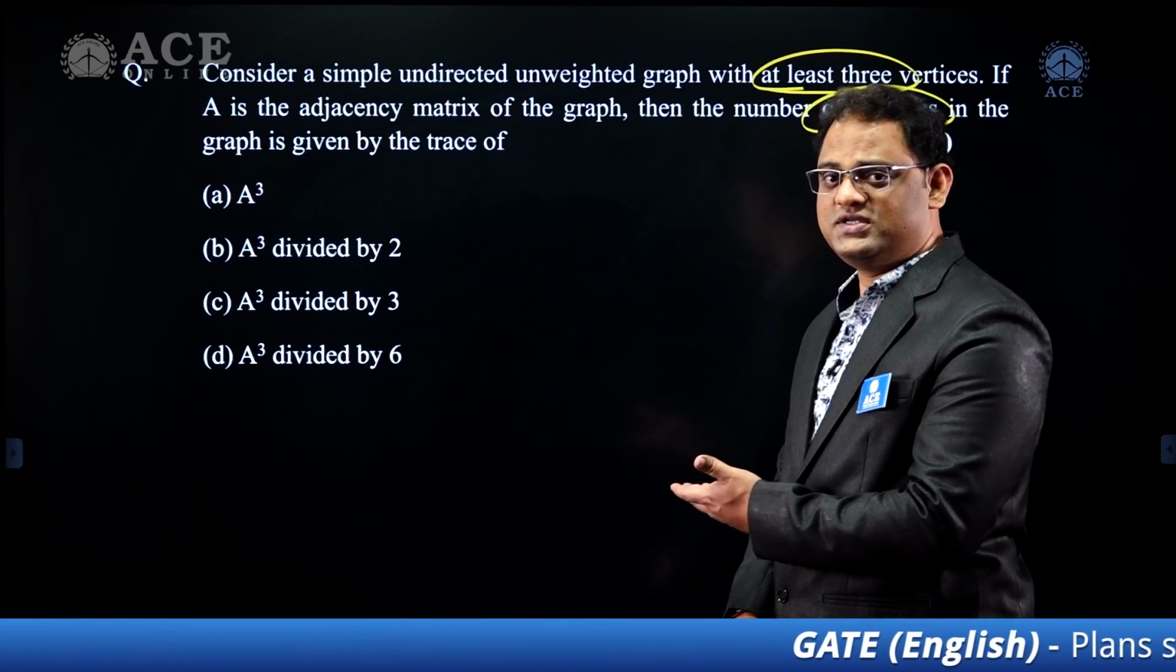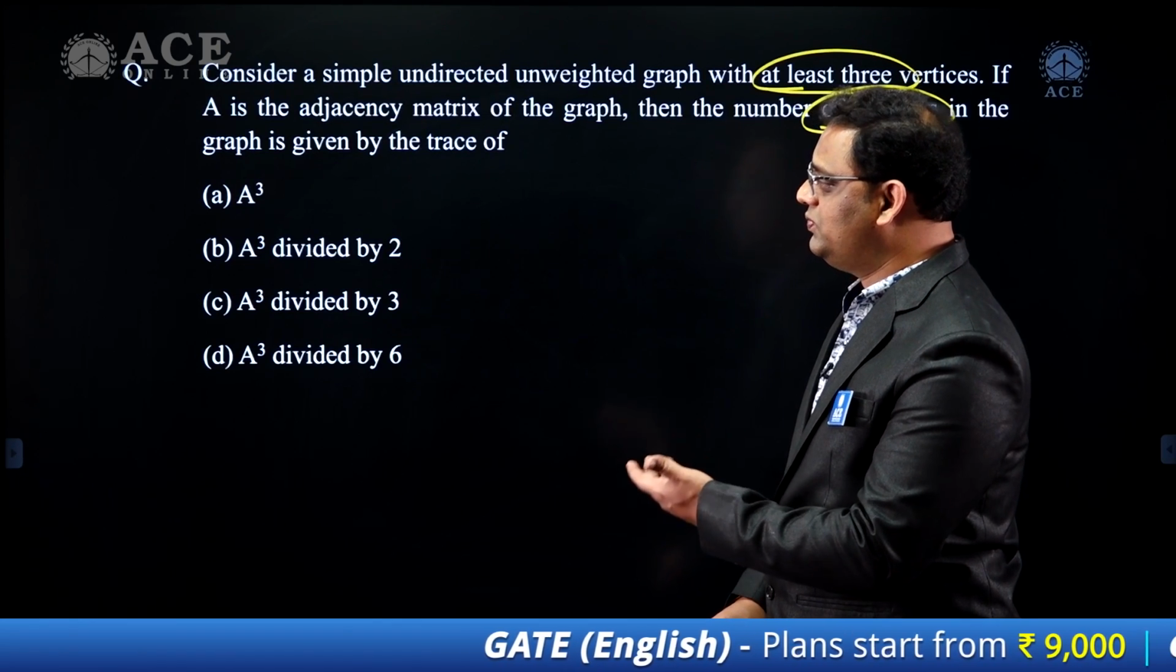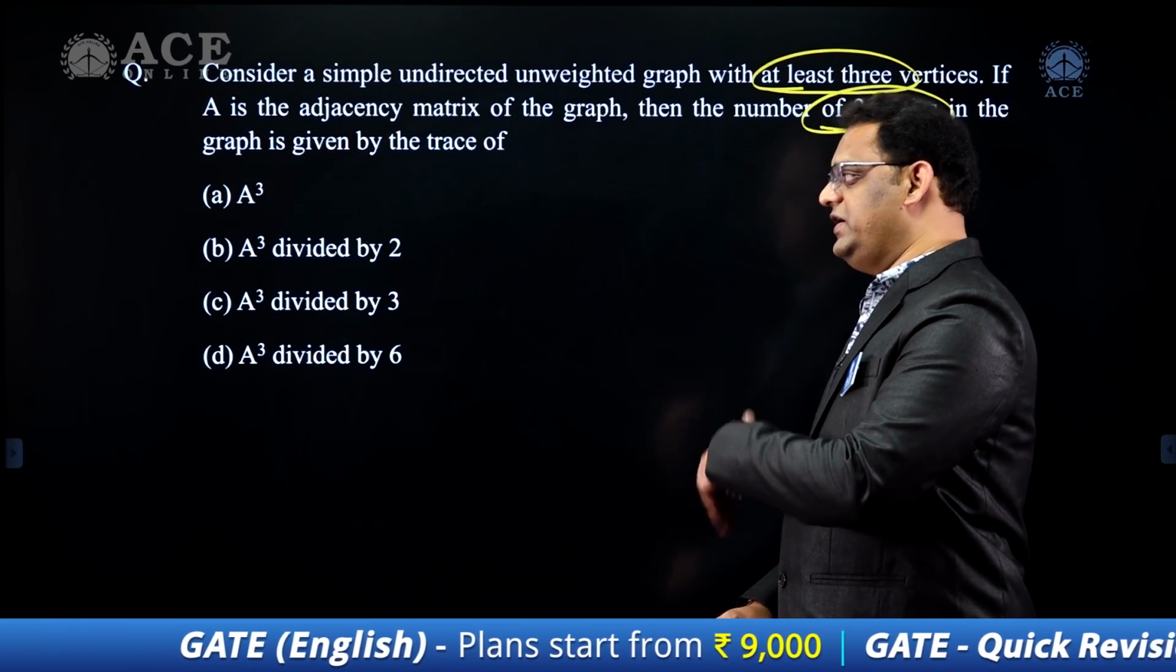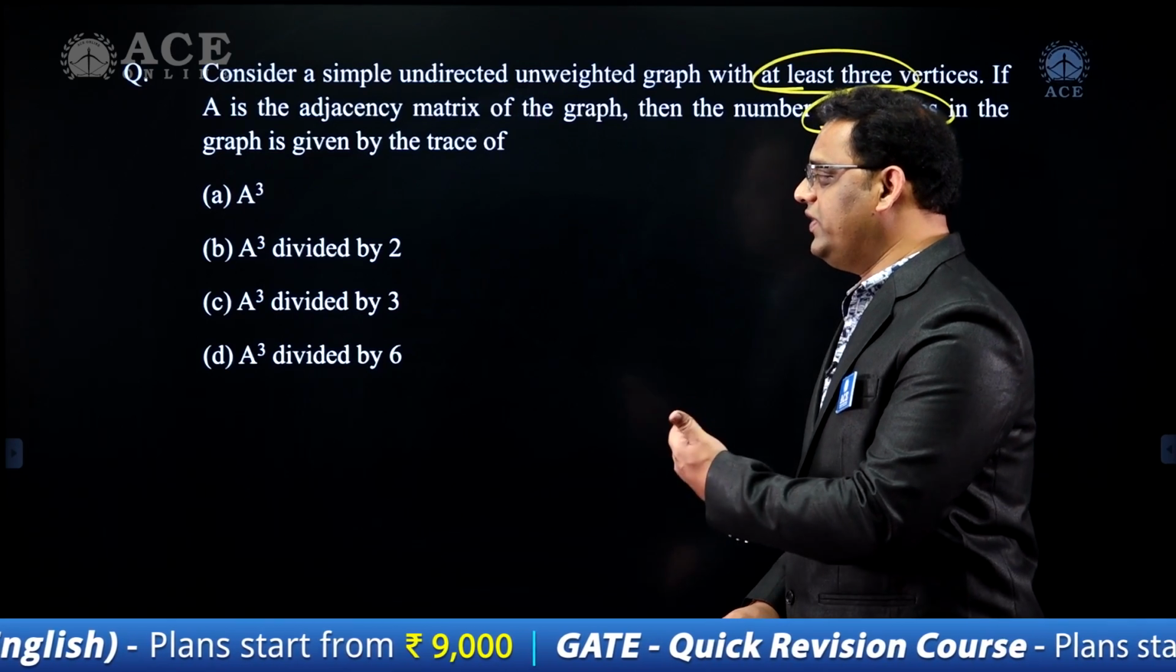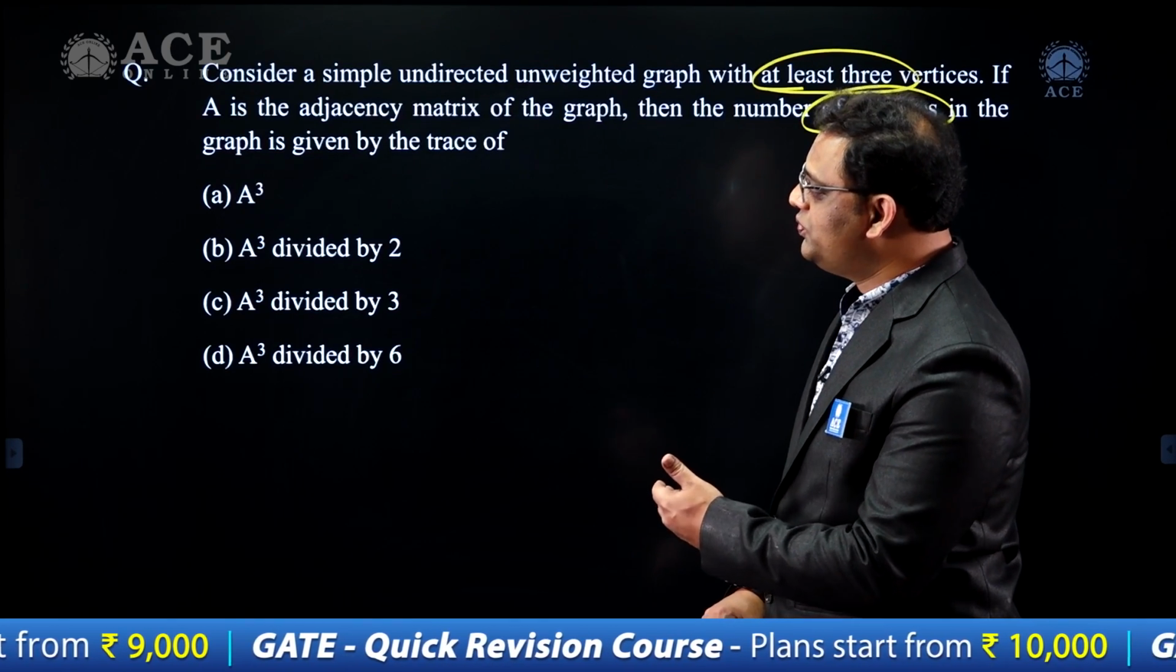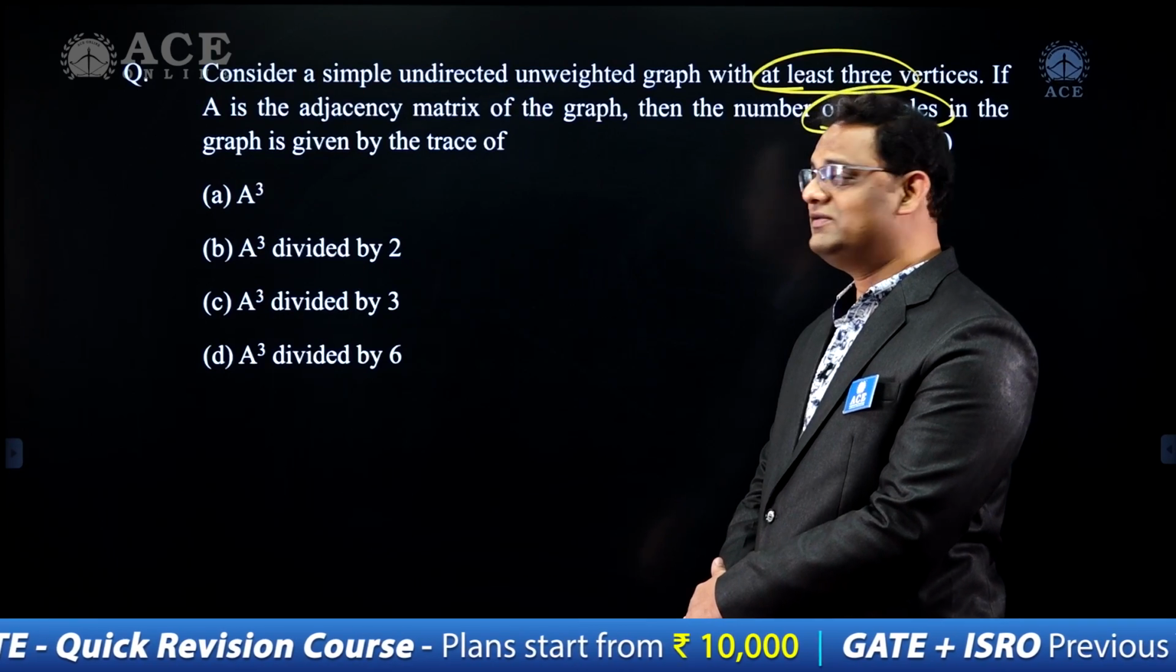So, the number of 3 cycles in the graph is given by the trace of the matrix here, A cube, that is nothing but adjacency matrix. Trace of A cube, or trace of A cube divided by 2, trace of A cube divided by 3, trace of A cube divided by 6. That is the question, my dear.